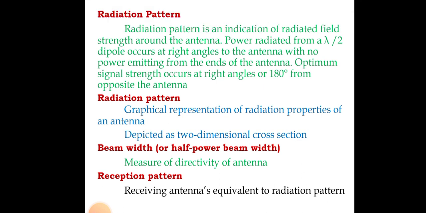Radiation pattern means the graphical representation of the radiation properties of an antenna. It is depicted as a two-dimensional cross section.